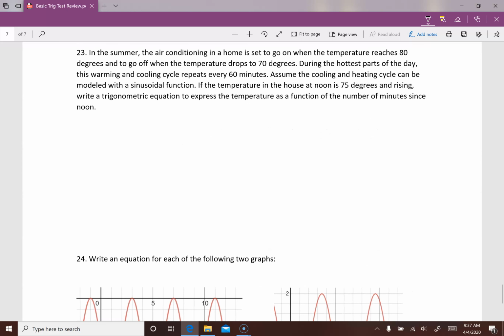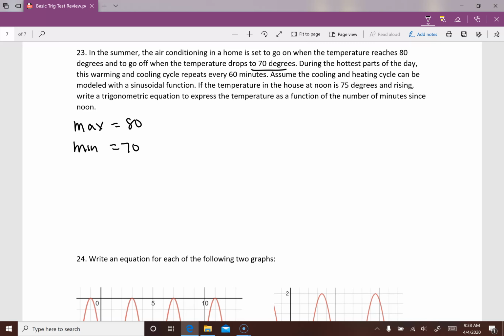All right, let's finish off this last page and be done with the review packet. So in the summer, the air conditioning in a home is set to go on when the temperature reaches 80. That's going to be our max equals 80, and go off when the temperature is 70. So our min equals 70.